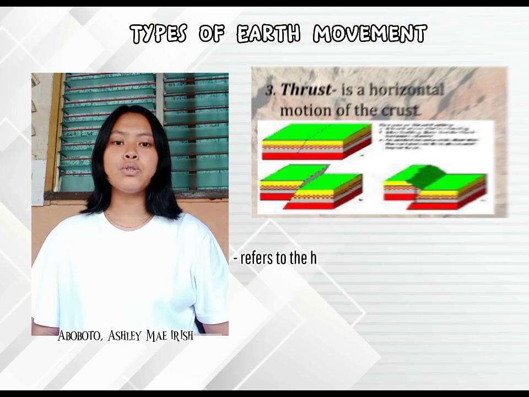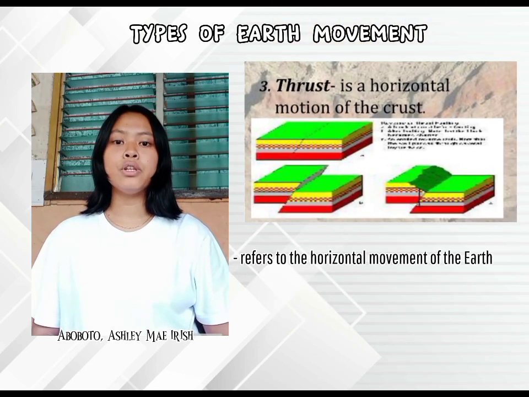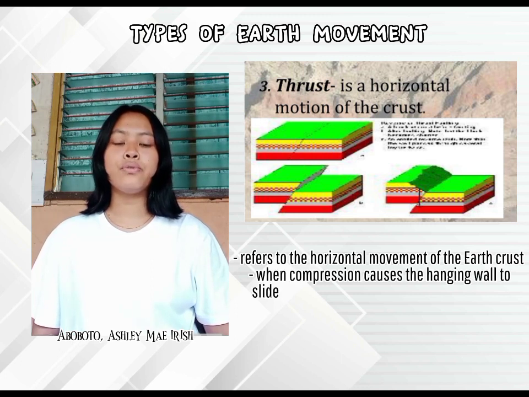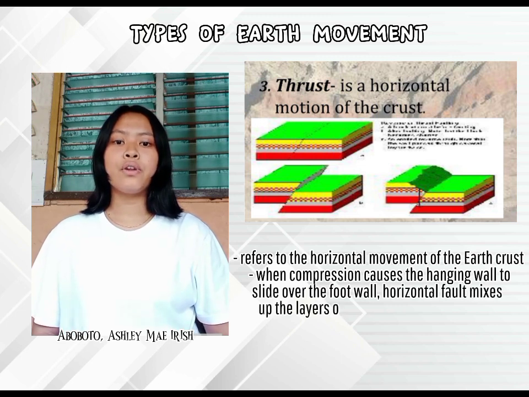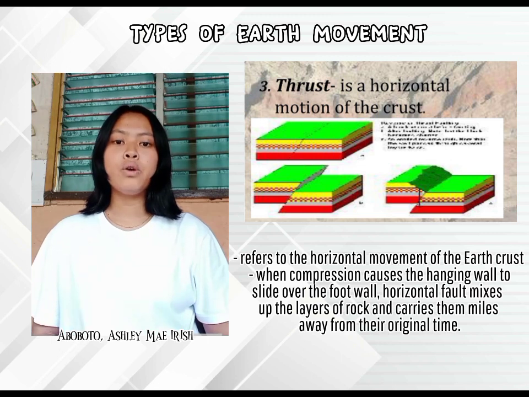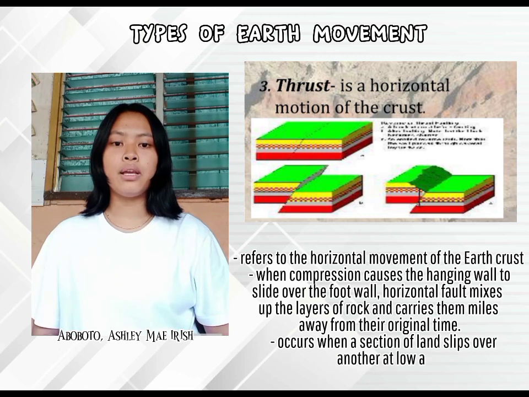Thrust refers to the horizontal movement of the earth crust. When compression causes the hanging wall to slide over the foot wall, a horizontal fault mixes up the layers of the rock and carries them miles away from their original place. It occurs when a section of land slips over another at a low angle.